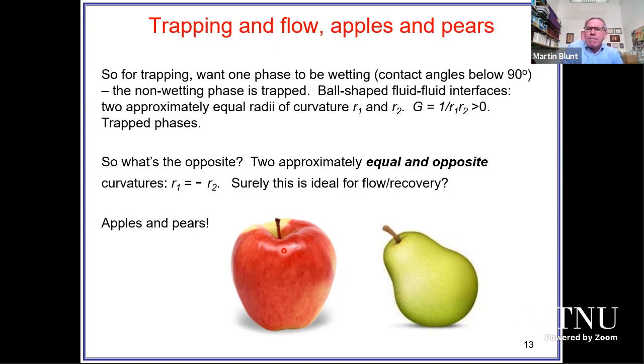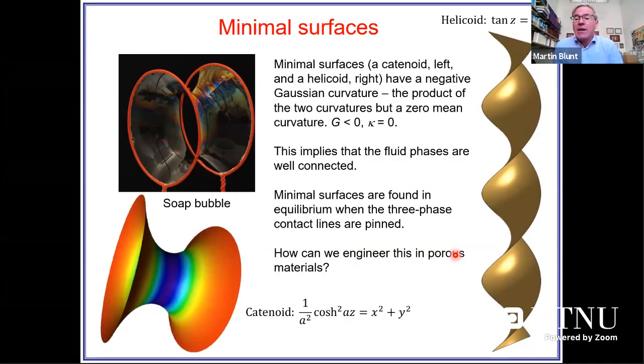Look at it this way. The hypothesis is that the opposite is where the two radii of curvature are, yes, equal and opposite, right? So one R is minus the other. So apples, two positive curvatures; pears have a negative curvature. The Gaussian curvature is negative. That's going to lead to good connectivity, lots of loops in the structure. So what you want is a minimal surface. Minimal surface is a bit of a hot topic in mathematics. People have been thinking about them for hundreds of years.